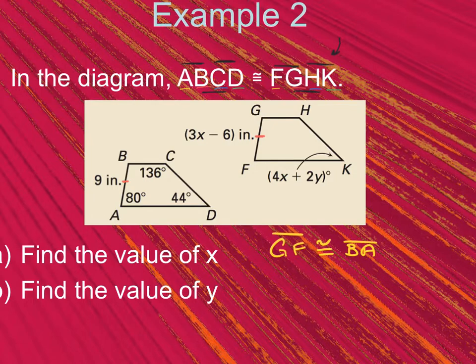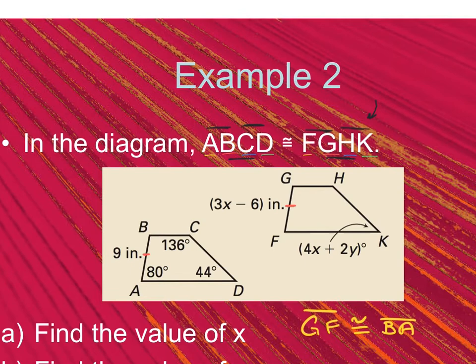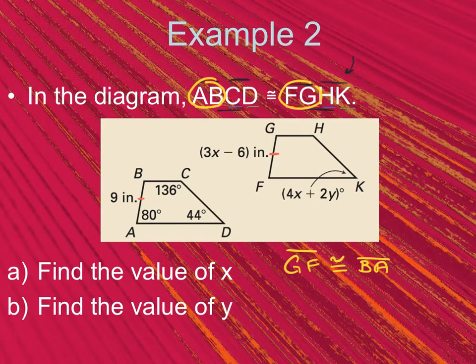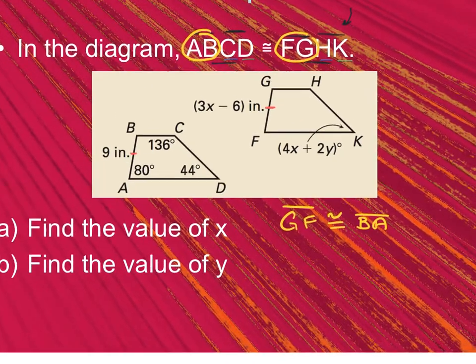Because of the position, like when they wrote ABCD is congruent to FGHK. Okay, back here at the top, our congruency statement. Notice here that AB was congruent to FG, and that's exactly what we did. We saw that AB is on the left, FG is on the right. Okay, so good. Now I'm going to go with that. 3x minus 6 is equal to 9. Add 6, and we get 3x is equal to 15, and x is equal to 5.